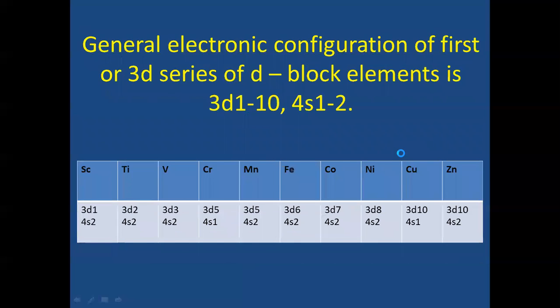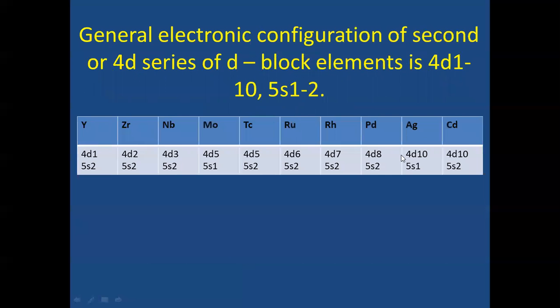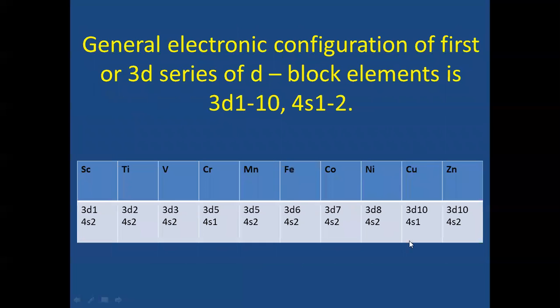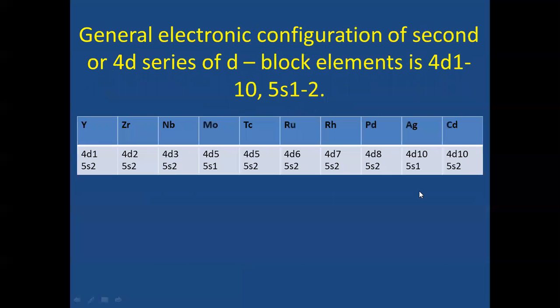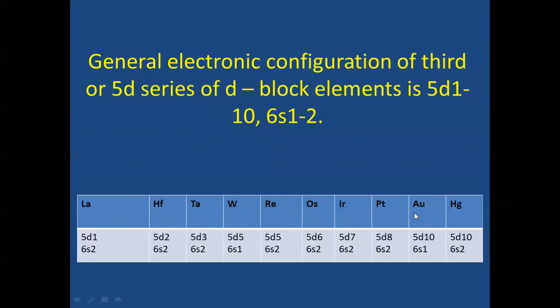So starting from copper, silver and gold are stable compounds.